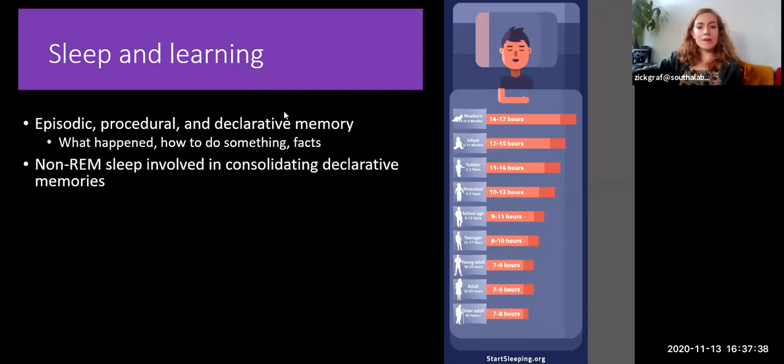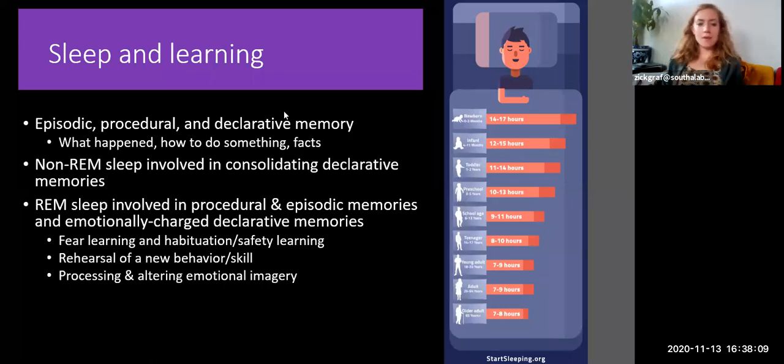So we know that non-REM sleep, so stages 1 through 3, is crucial in consolidating declarative memories. And there's research that suggests that if you study for an exam and learn new things right before going to bed and then get a full night's sleep before the exam, your learning will be better. Your declarative memory for the facts that you studied will be more consolidated and easier for you to retrieve during the exam than if you studied for the same amount of time in the morning before that exam without having slept between the learning and the exam.